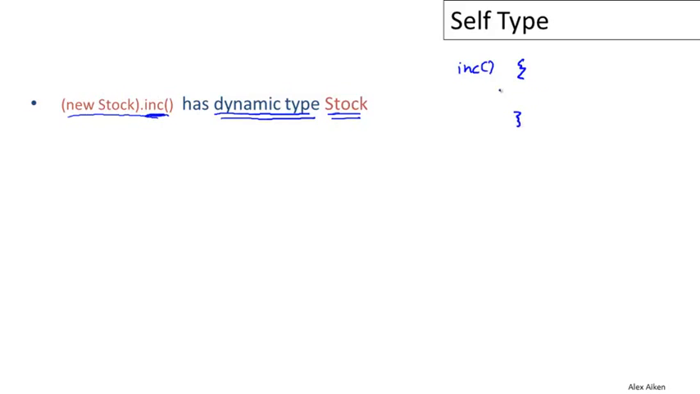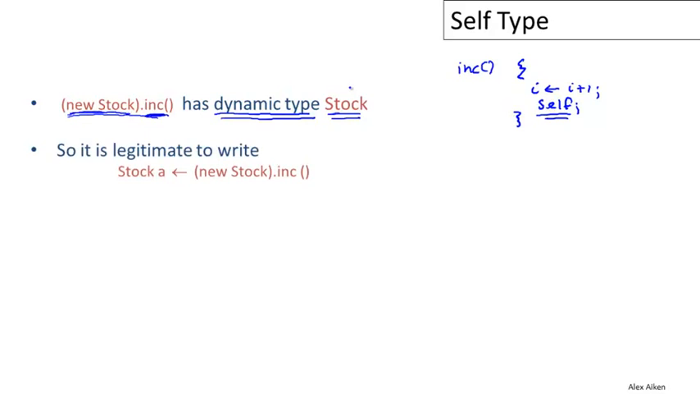I'm going to leave out the types, but it was I gets I plus 1, and then it returned the self object. So it's definitely returning whatever object is passed in at the dispatch point. So it's returning something of dynamic type stock. And so this program will actually run. If you didn't have type checking, you could run this and it would work just fine. This would produce a dynamic stock object and store it into the stock variable.